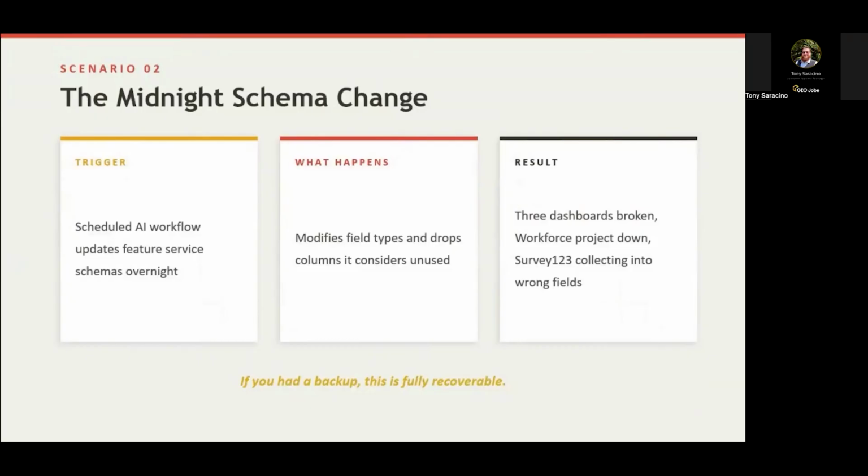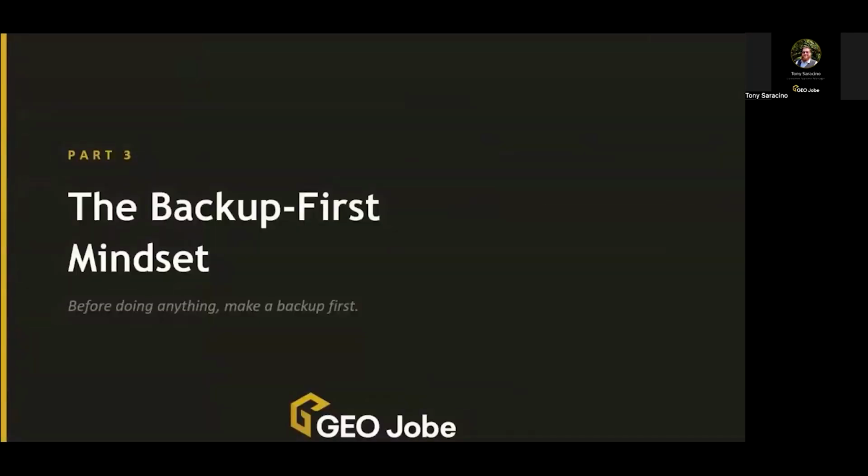By morning, 3 dashboards are broken, a workforce project is down, and Survey 123 is collecting data into fields that no longer match. And the schema changes can't just be undone. The data in those dropped columns is just gone. Unless you have a backup. Then it's a restore operation, and you're back to normal for your first meeting of the day. Both of these scenarios share one thing in common. If you had a backup, every single one is fully recoverable. So let's talk about the backup first mindset.